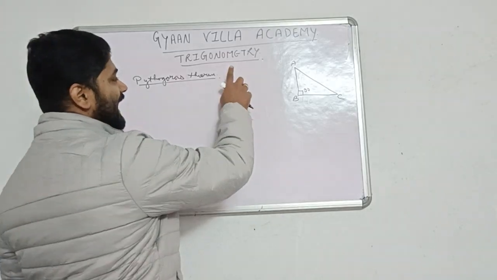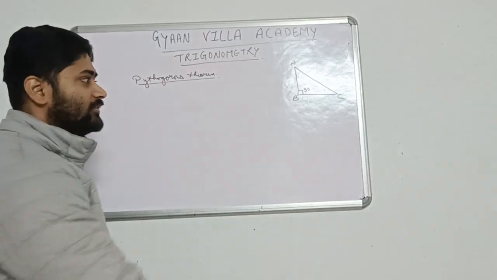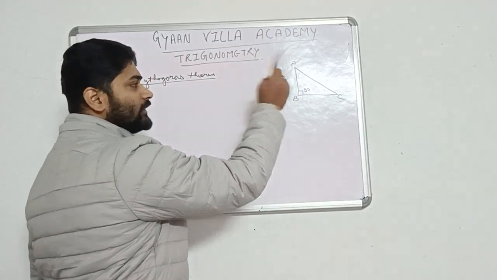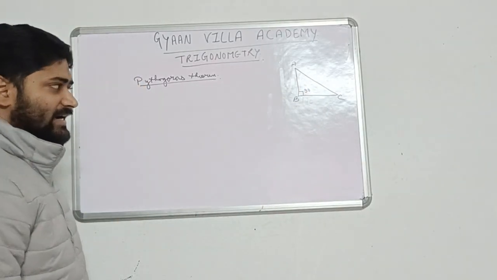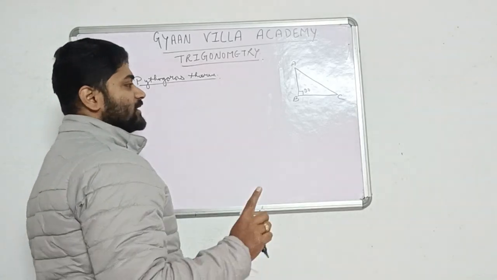Where trigonometry helps you to find the value of the sides without knowing the measurement of the two other sides or one other side. Okay, that is where trigonometry is used.